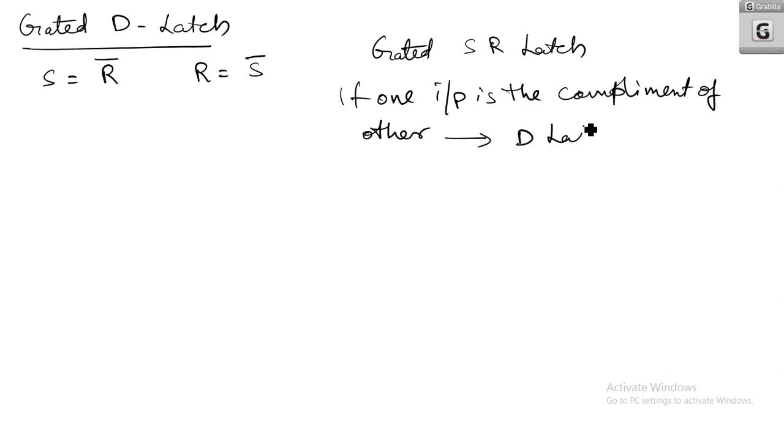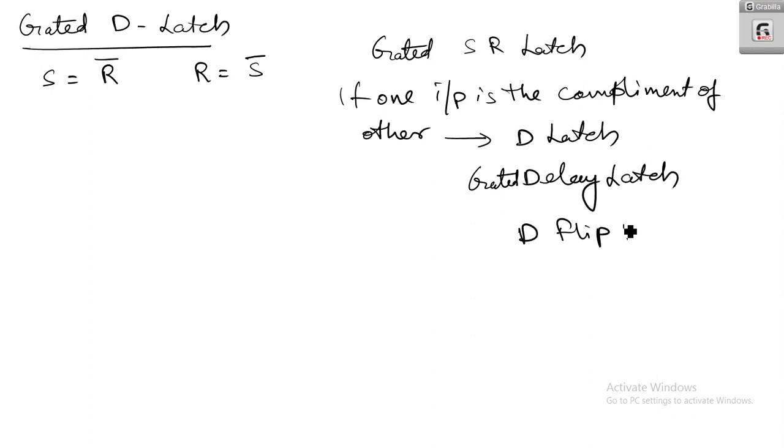This D latch is also known as D, the full form is delay latch or delay flip-flop. The gated delay latch is known as the D flip-flop. Now coming to the detailed explanation of this gated delay latch, or D flip-flop.